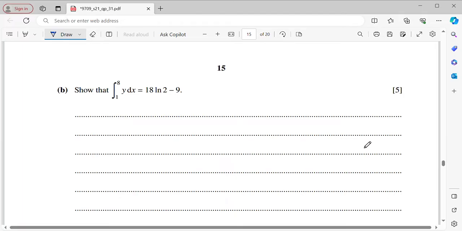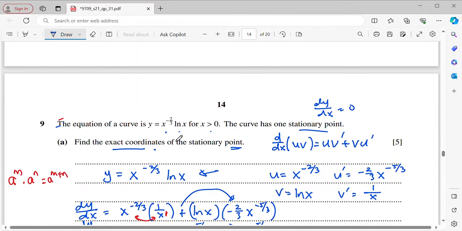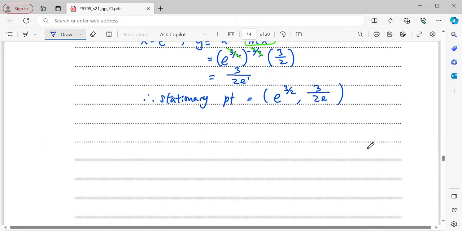Now part B, show that the integration equals 18 ln 2 minus 9. So now integrate from 1 to 8 y dx, it is integrate 1 to 8 x to the power of negative 2 over 3 ln x. Let me check. The y is x to the power of negative 2 over 3 ln x.